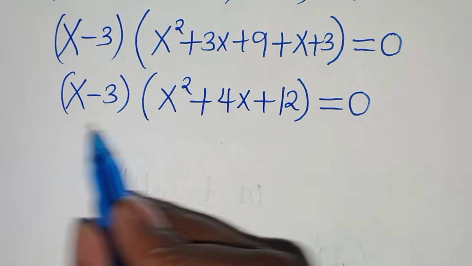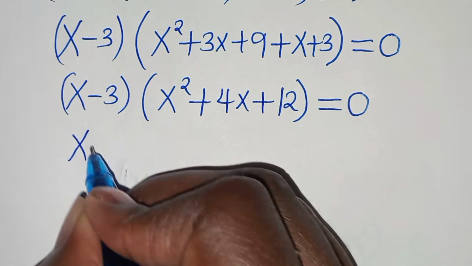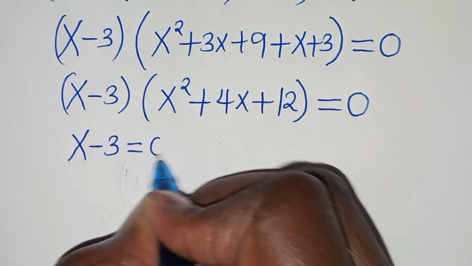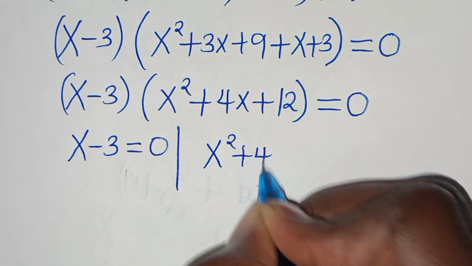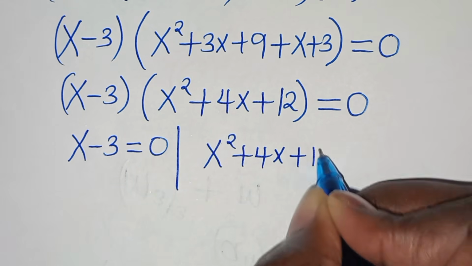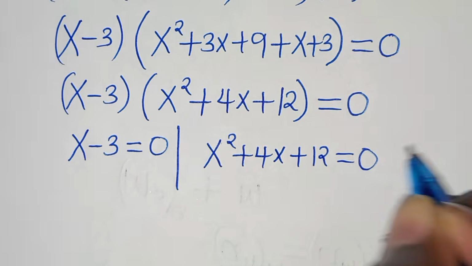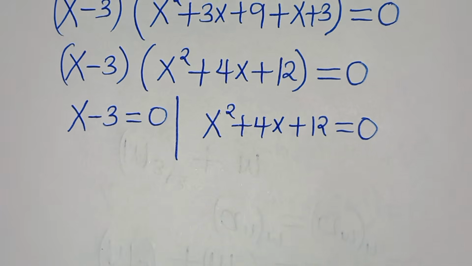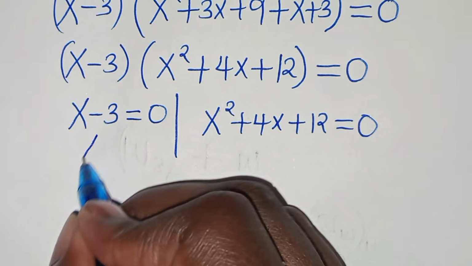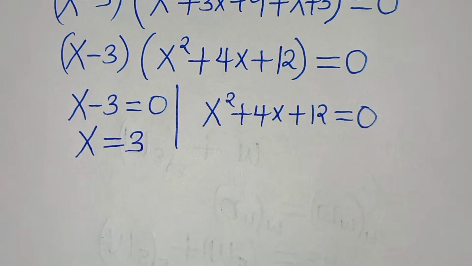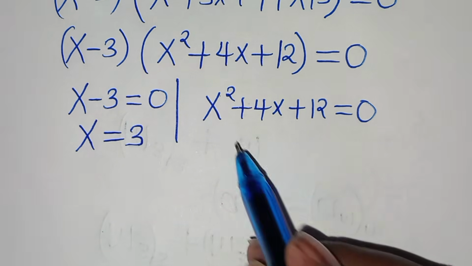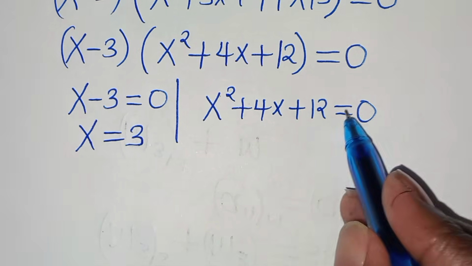Now we have got two parts here. We have x minus 3 equal to 0, and x to the power of 2 plus 4x plus 12 equal to 0. From the first part, x is equal to 3. Now the second part is a quadratic equation.